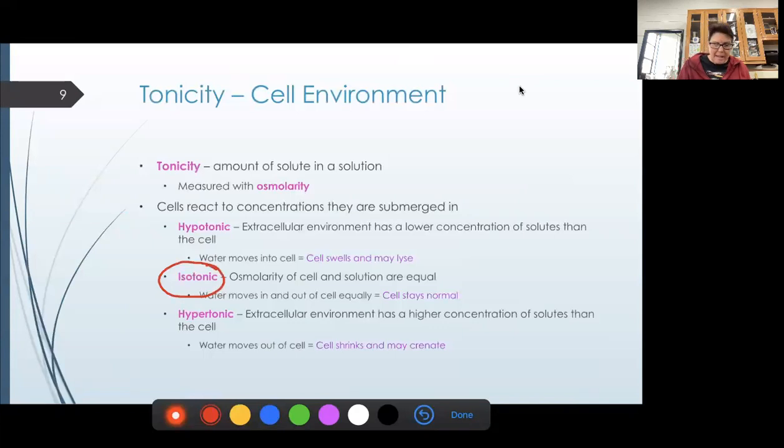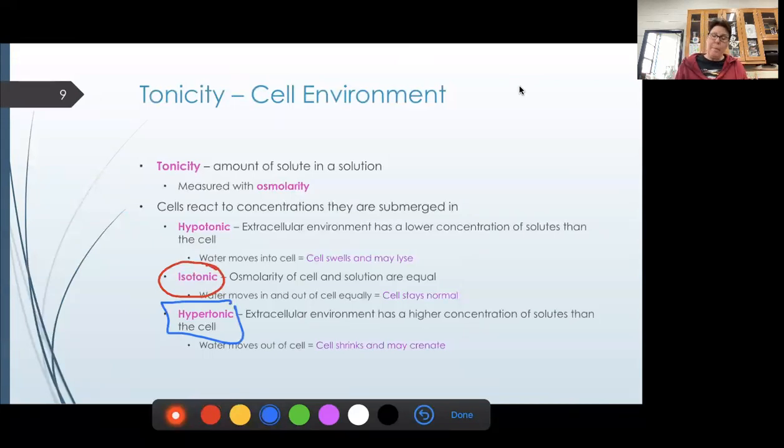I always think of hyper next. I always like to do hyper next because hyper, you think about hyper, if you've ever been around hyperactive kids, right? Especially if you give them sugar after Halloween, they're bouncing off the walls, right? So hyper means you have a lot of sugar. Sugar is a solute. So if you have a high solute concentration outside the cell, that solution is hypertonic.